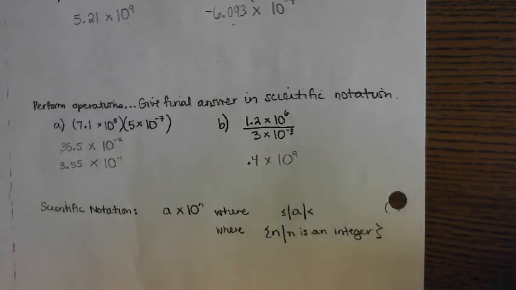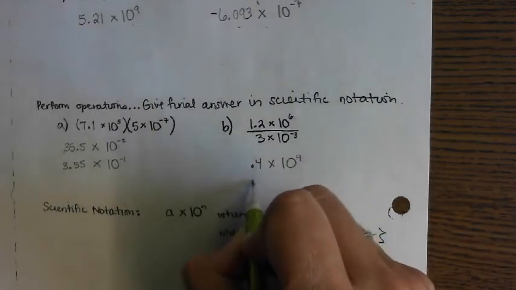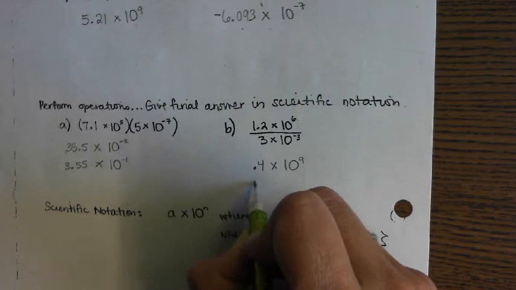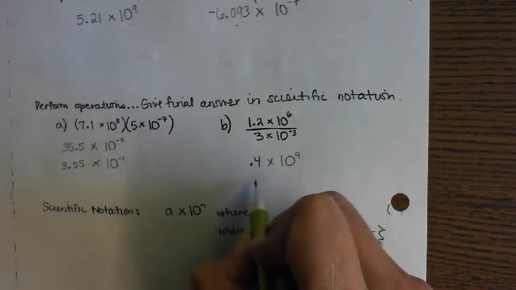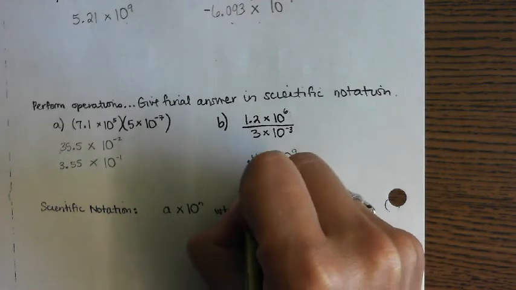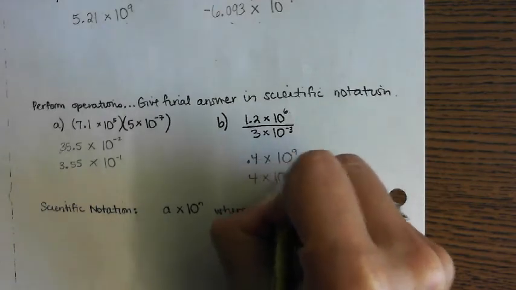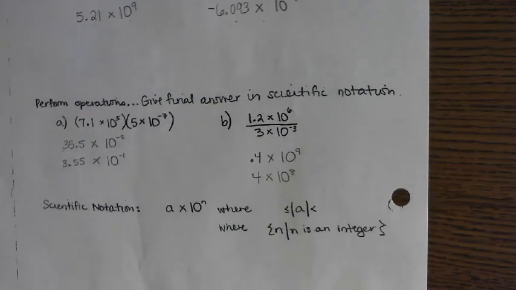Mackenzie, what do you think? What's the base number? 4 times 10 to the 8th. Anybody disagree? Yeah, and you think it should be 4 times 10 to the 10th. So, what was your logic?